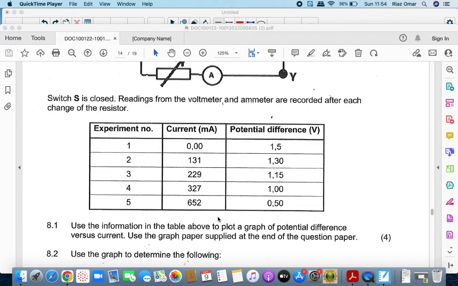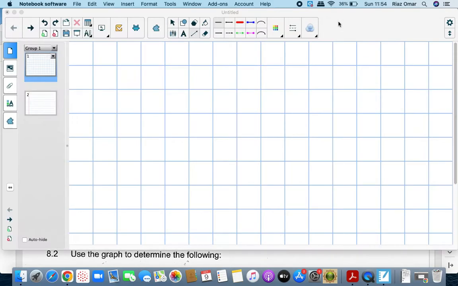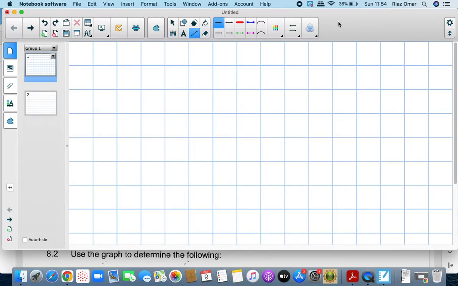Okay, so this is a question where you should draw a graph. Usually they'll always ask you to draw one graph in the paper, so you should get used to seeing what they're asking you. So what we do is take the graph paper that we have, for a graph of potential difference versus current. Let's write on question 8.